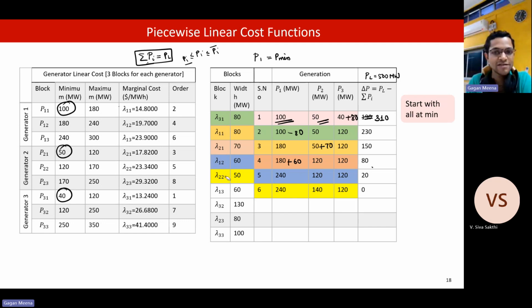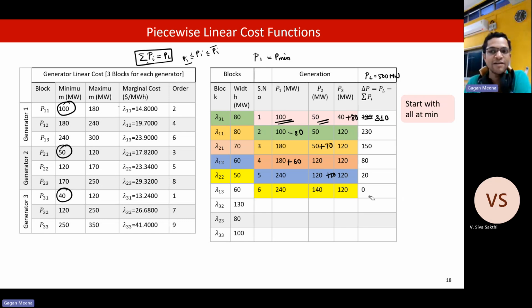The next block has a capacity of 50, but we only want to meet 20. We add 20 to the second block of the second generator. The final solution becomes P1 generates 240, P2 140, and P3 generates 120. So this becomes the final solution.